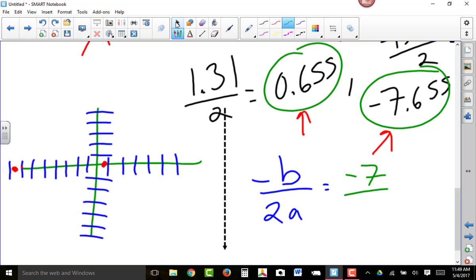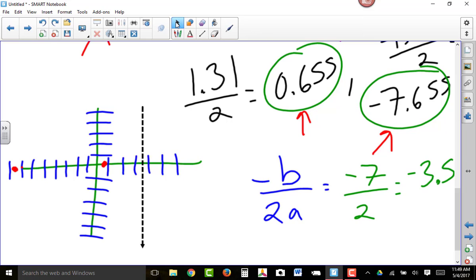Negative 7 over 2 times 1, which is 2, and it's negative 3.5. So I would bring this over to negative 3.5. Everybody's okay there? Yep. Nice.